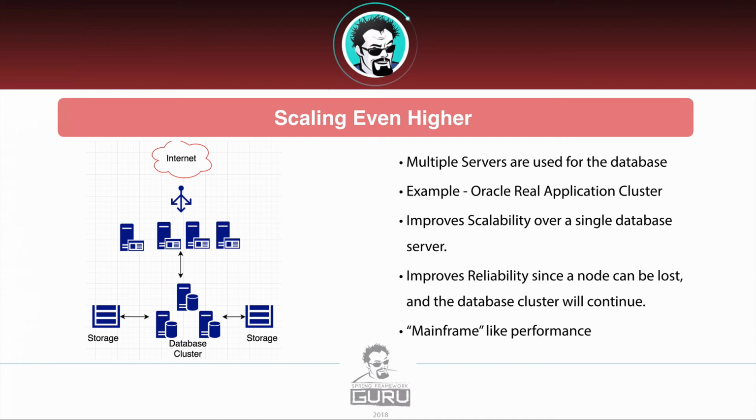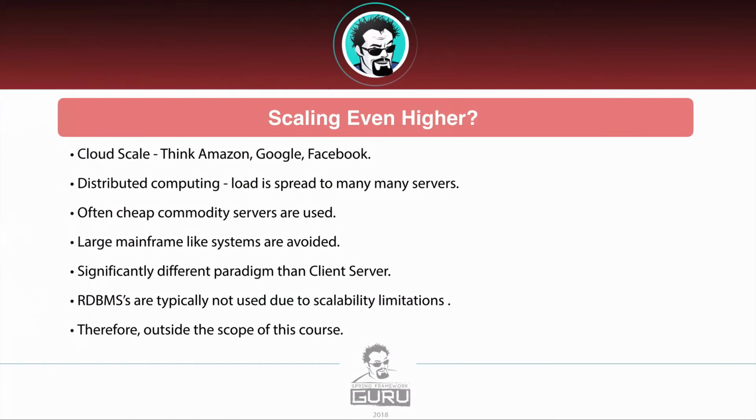But what if we have to go even higher? I'd call that cloud scale. And think about the Amazons. Amazon did like 45% of Black Friday sales last year. That is insane. But Amazon runs multiple data centers around the world. Same with Google and Facebook. They all have dozens of data centers, and these data centers have tens of thousands of computers in them. They have these crazy load balancings. And that is going into what's called distributed computing, where the load is spread across many, many servers.